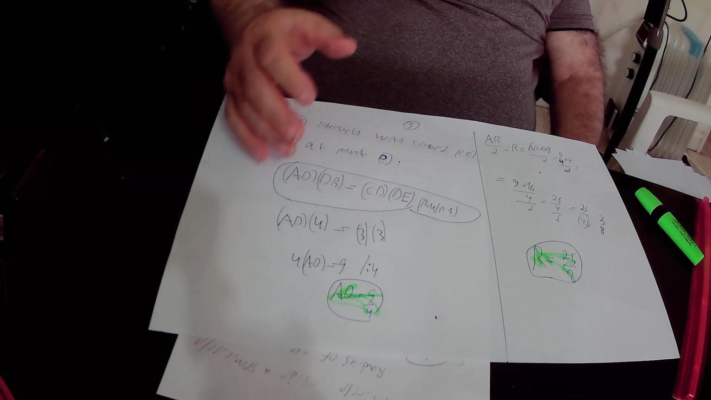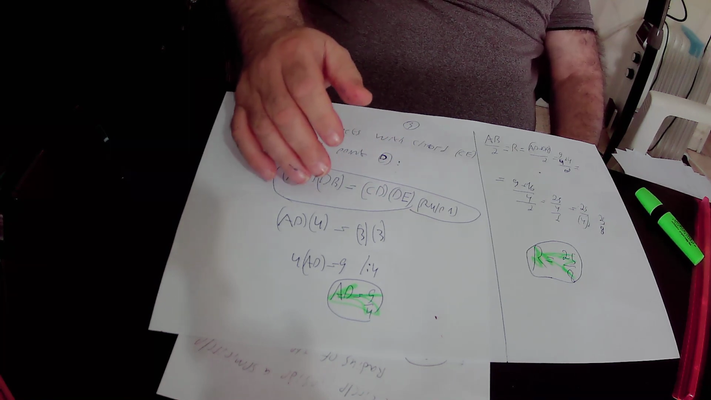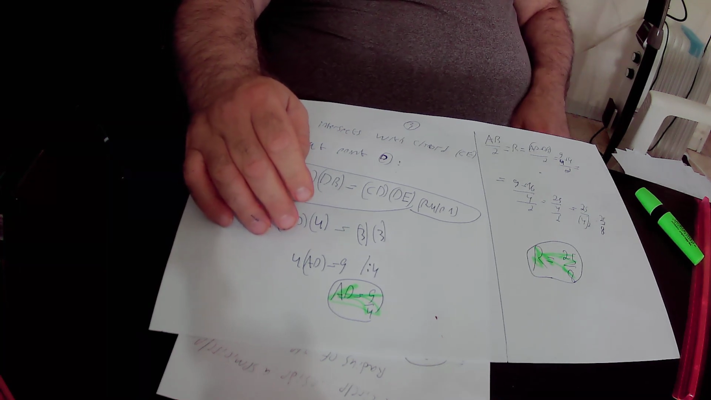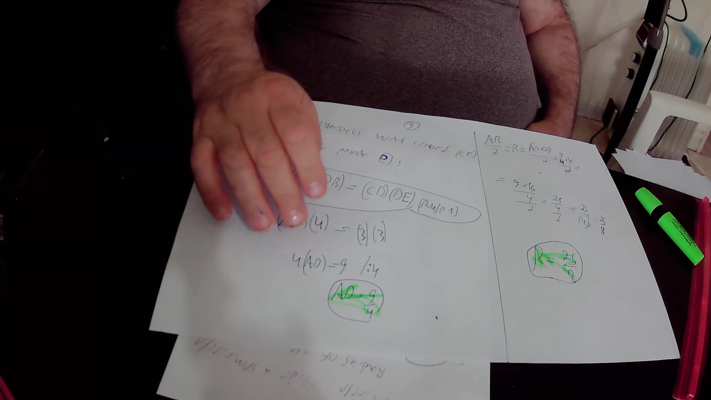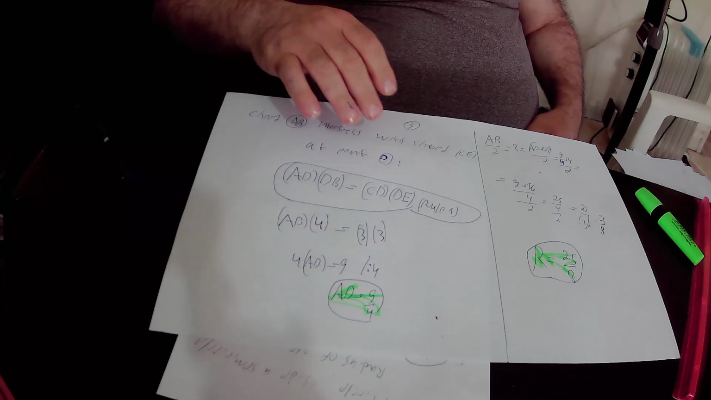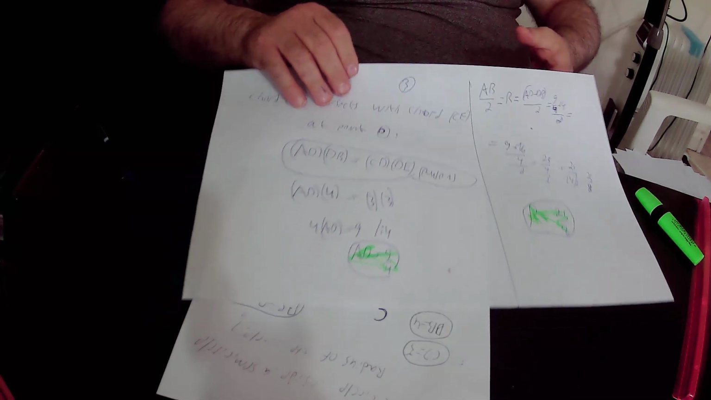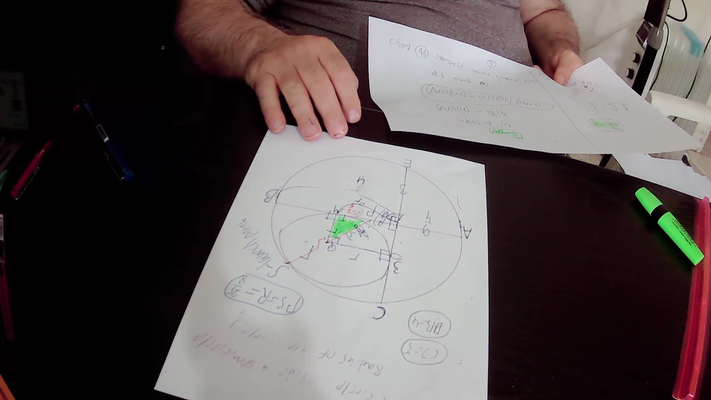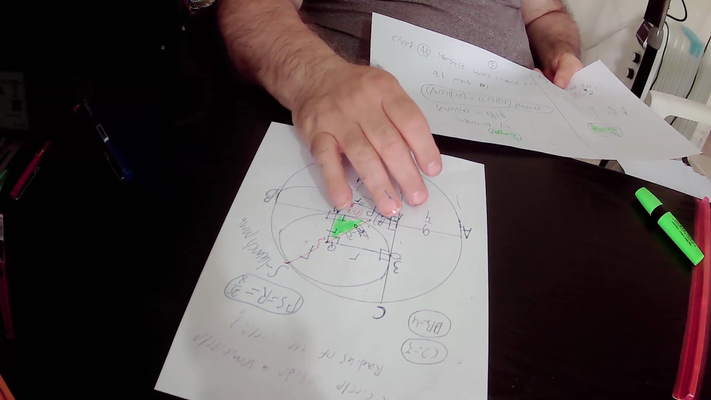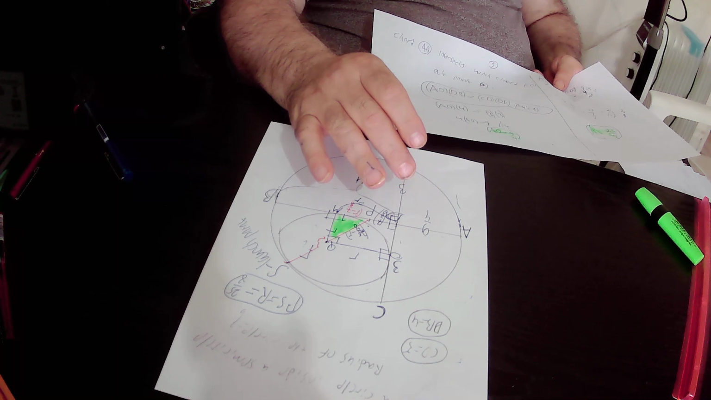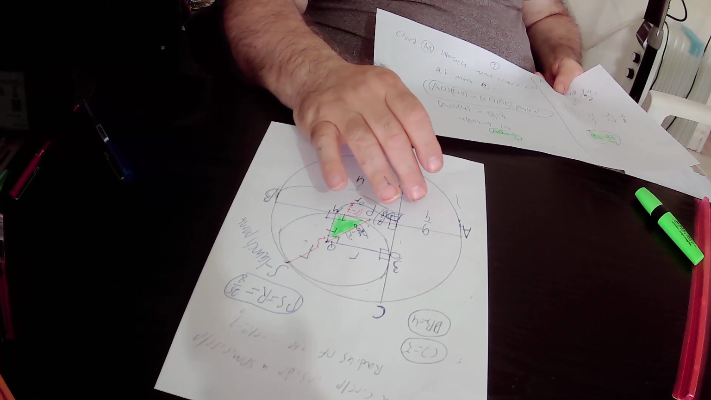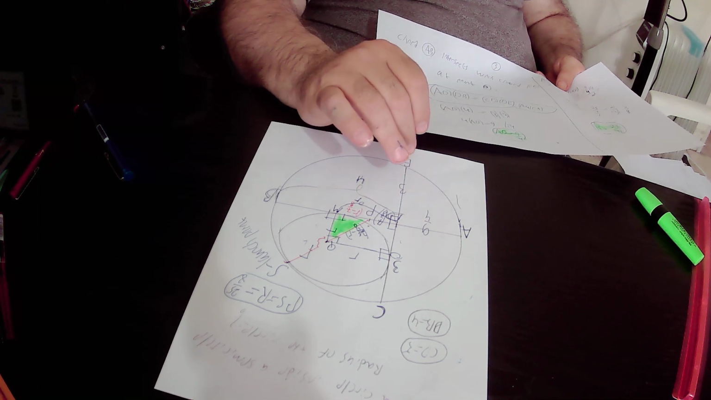3 times 3 is 9, so in conclusion, 4 times AD equals 9. We divided this expression by 4, and found out that the missing line segment AD equals 9 over 4, or you can present it also as 9 quarters. The length of this line segment AD equals 9 quarters.